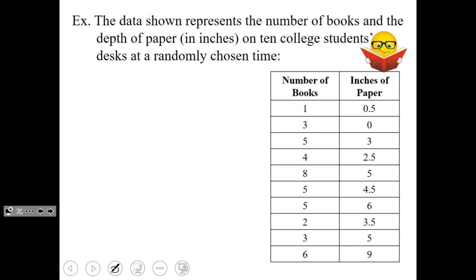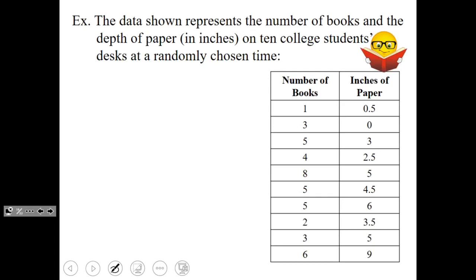So if you've got the calculator already, if you've got your TI-84, you want to use this, load this down in your TI-84. What this data represents is the number of books on someone's desk and the depth of paper on that same student's desk, chosen at a random time. So first thing I'd ask myself is, which one do I think will predict the other? Which one might explain the changes in the other? So take a moment and think about that. If you need to, pause the video.